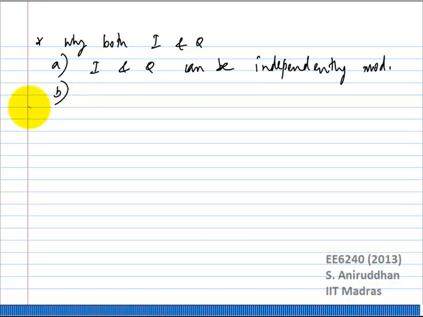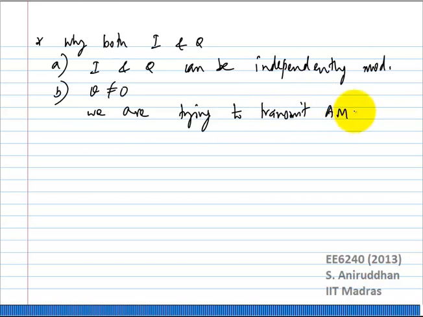Now, the other reason is, let us assume theta is not 0. And this can be the case in any transceiver. And this will be the case in any transceiver. So what happens when theta is not 0? So, let us take an example. We are trying to transmit AM. Pure AM, right? So that is phi of t is 0.